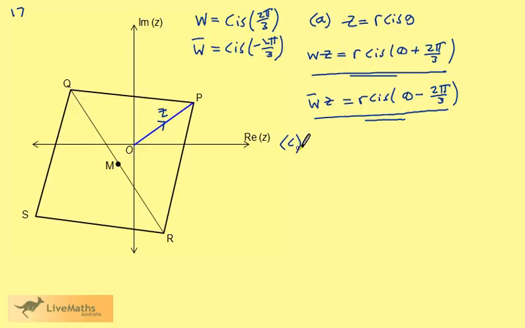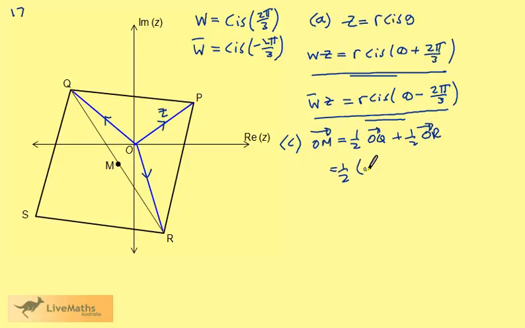Now in part C, we're asked to show that the complex number representing the point M is negative a half Z. If we consider the vector OQ and the vector OR, our knowledge of vectors tells us that OM is equal to a half of OQ plus a half of OR. So that's a half of WZ plus W bar Z.